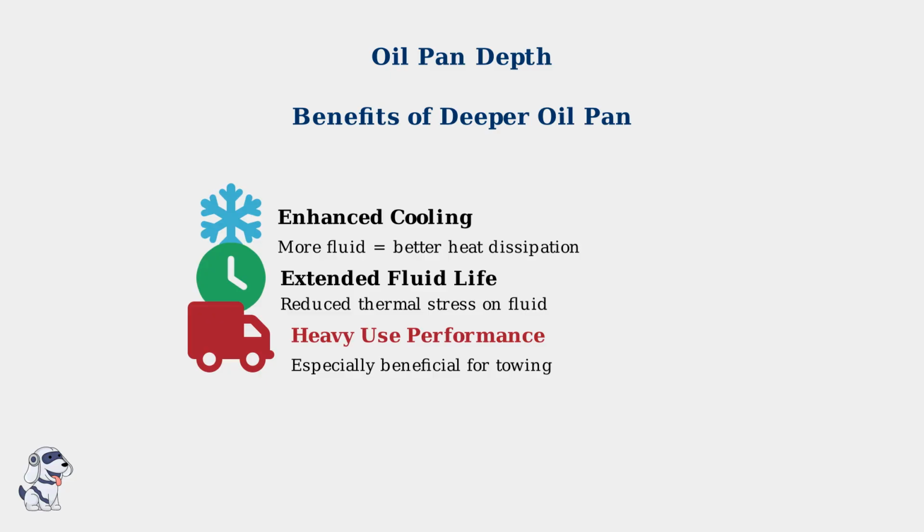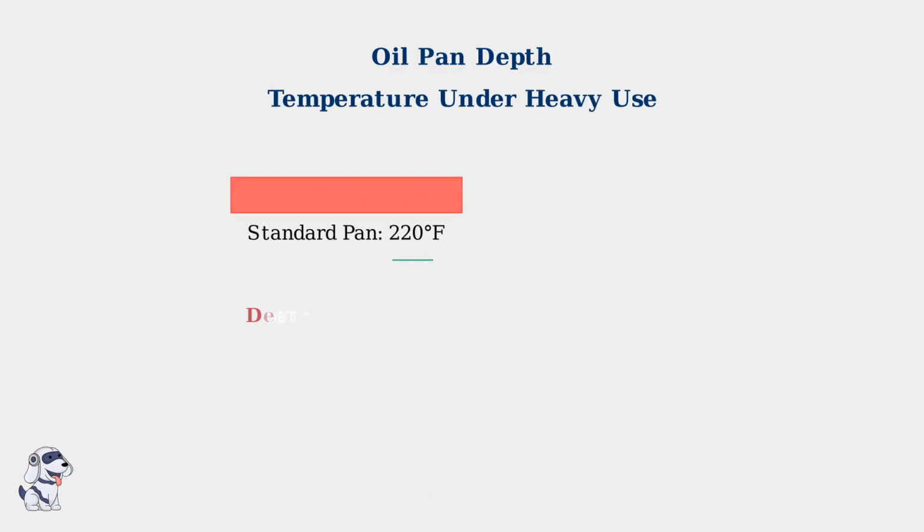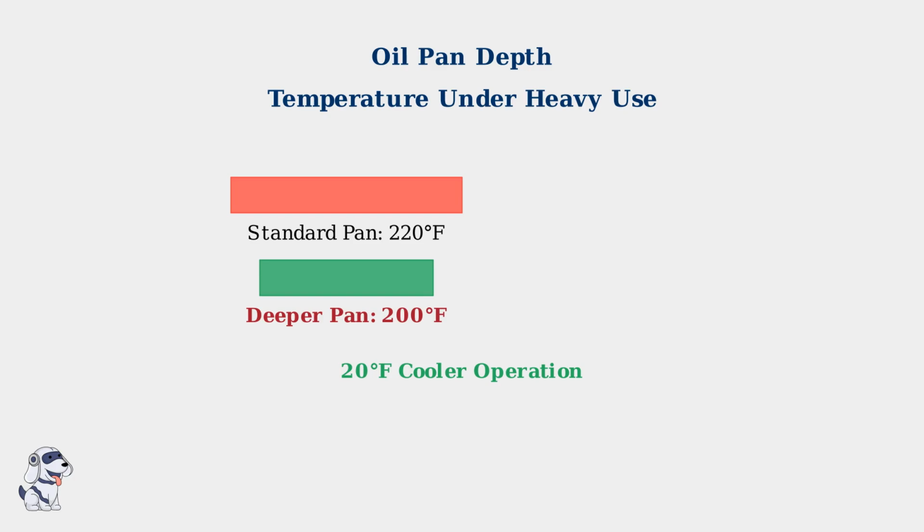This is especially beneficial for applications involving frequent towing, hauling heavy loads, or stop-and-go driving, where the transmission works harder and generates more heat. Under heavy use conditions, the deeper oil pan can result in significantly cooler operating temperatures. While a standard pan might see temperatures reach 220 degrees Fahrenheit, the deeper pan with its additional fluid capacity can operate 20 degrees cooler at around 200 degrees Fahrenheit.